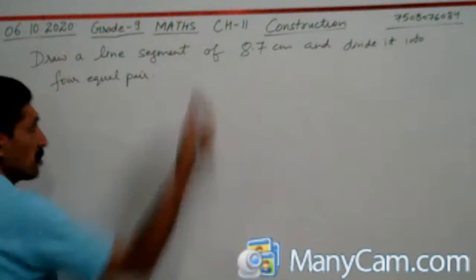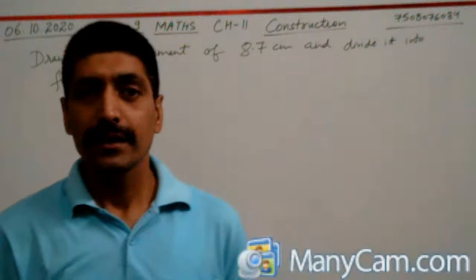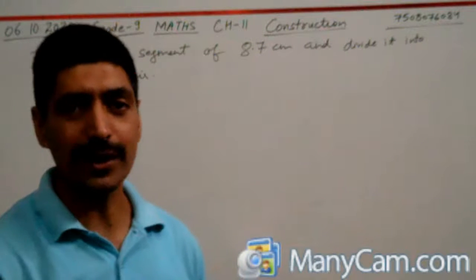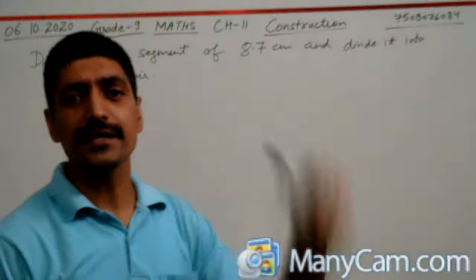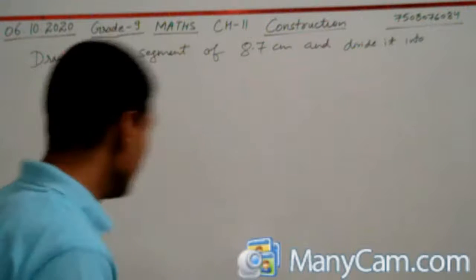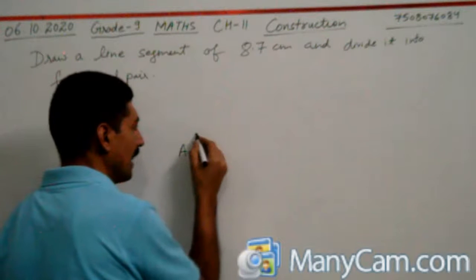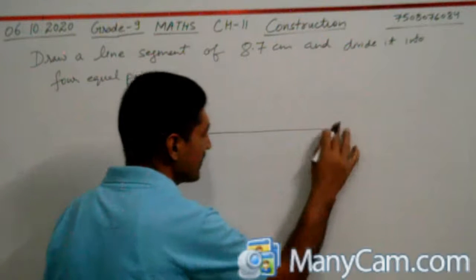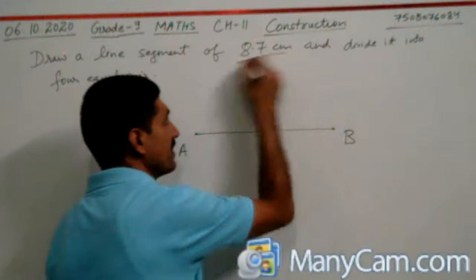Even if the question says the line can be divided into 2 equal parts, or the question says perpendicular, draw its perpendicular bisector. But when we are going for 4 parts, then we have to do it 2 more times. So with the help of a scale, let one point be A here, and with the help of your ruler, let the distance AB be 8.7 centimeters.